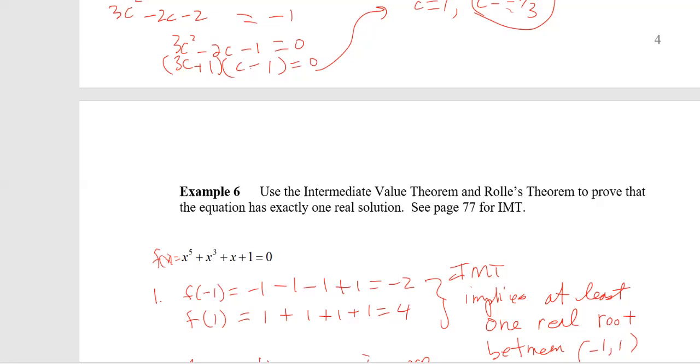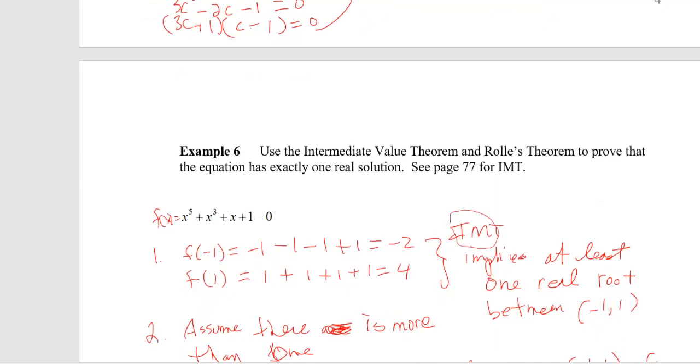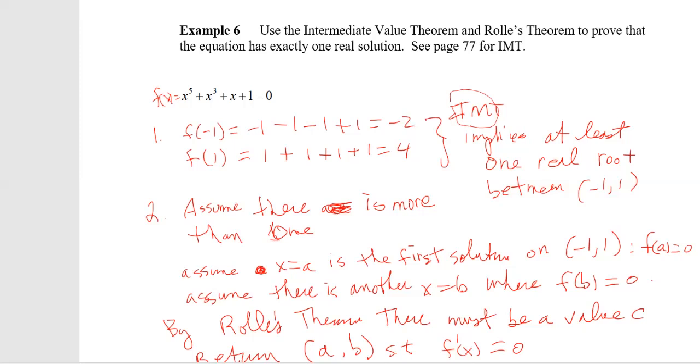That means, because of the intermediate value theorem, the function takes on every value between -2 and 4. Because the intermediate value theorem says that if you have a continuous function on that closed interval, then the function takes on every single value between -2 and 4. So there must be a place in there where f of x equals 0, somewhere between those two. So that means there's at least one place where there is a 0.